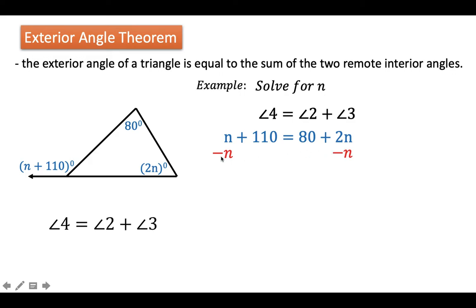Then simplify. Add negative n to both sides so that n is eliminated on one side. 110 is left on the other side. 2n minus 1n is n. Then write down 80. Then add negative 80 to both sides to finally isolate n. So n is left, and 110 minus 80 is 30. Therefore, the value of n is 30.